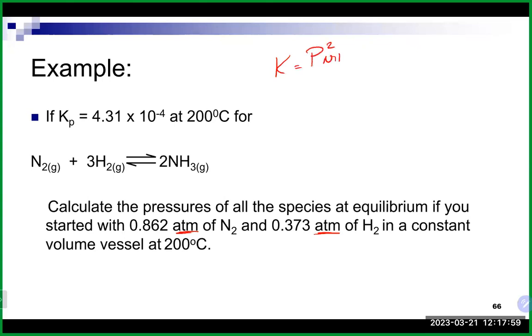We will write our equilibrium expression here, which would be, in this case, the partial pressure squared of NH3 divided by the partial pressure of N2 times the partial pressure cubed of H2. And again, this will equal 4.31 times 10 to the minus 4 in this particular case.